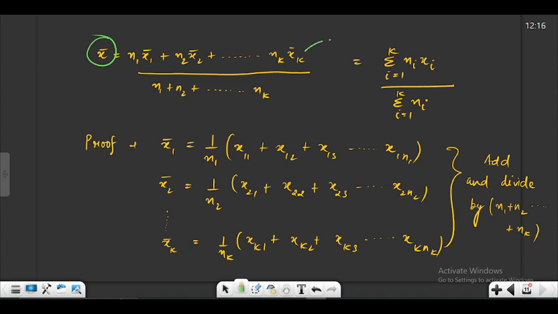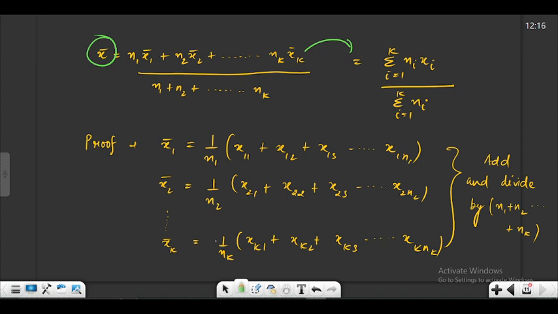It can also be written in this form: summation i equal to 1 to k of ni into xi bar upon summation i equal to 1 to k of ni. This is the proof of the series. Here x1 bar is given by 1 upon n1 into x11 plus x12. X11 means the first term of the first series, X12 means the second term of the first series. Similarly, this is the second series, the first term of the second series, the second term of the second series, and we do this for the k series. This is how we calculate the mean of the first series, the second series, and the kth series.